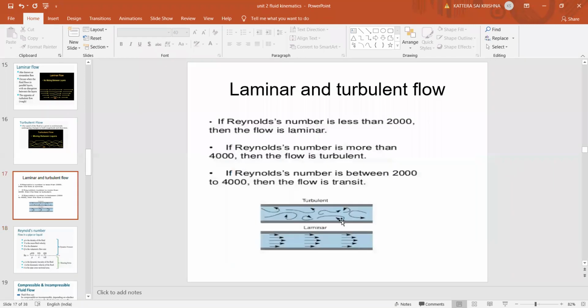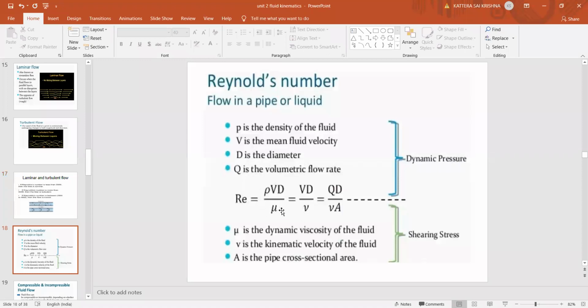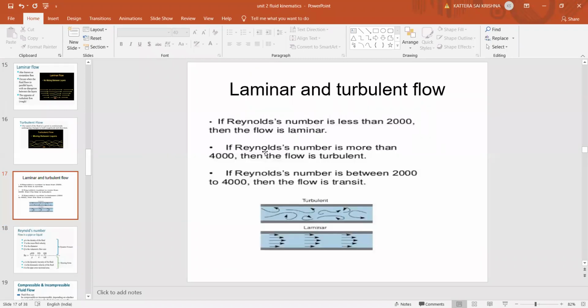Depending upon the Reynolds number, we can define whether it is laminar flow or turbulent flow. If the Reynolds number is less than 2000, the flow is laminar. If the Reynolds number is more than 4000, it is turbulent flow. If it is in between, it is called transition flow, nothing but a combination of both. If the Reynolds number is between 2000 and 4000, then the flow is transition.